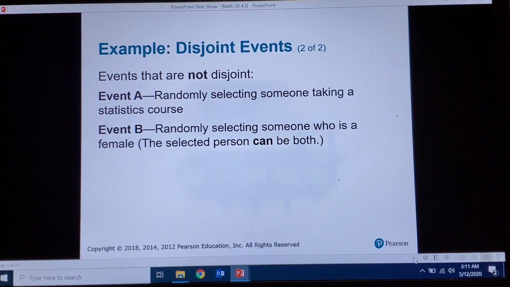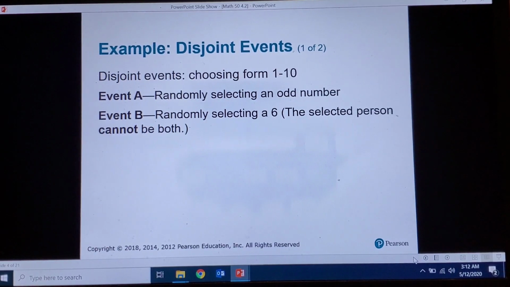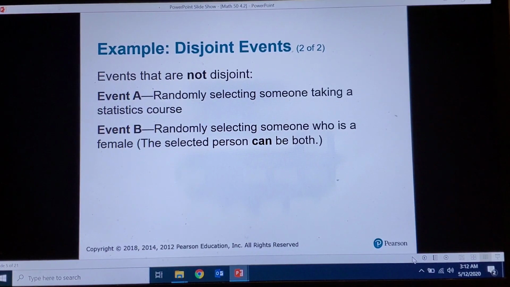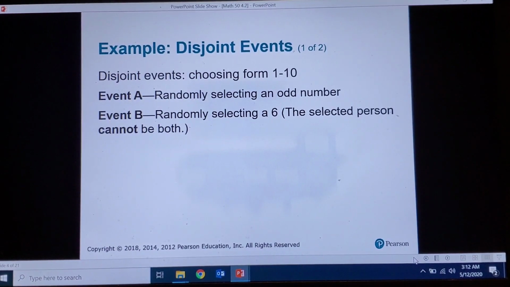Again, let's just say you're randomly selecting a student. That student could be taking a stats class, and that student can be a female at the exact same time. So in the previous example, you can't be an odd number and a 6 at the same time, but you could be a female taking a stats class at the same time. So that's a joint event, or not disjoint, whereas the previous situation is disjoint because it cannot happen at the same time.